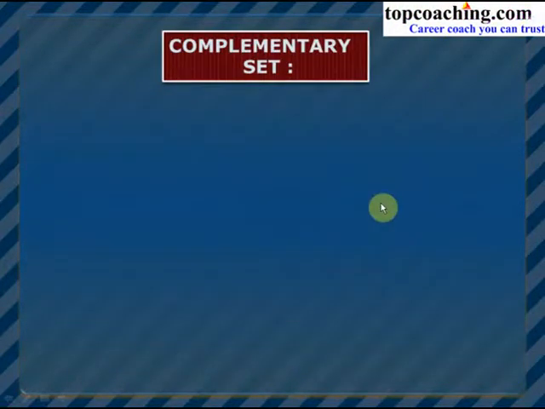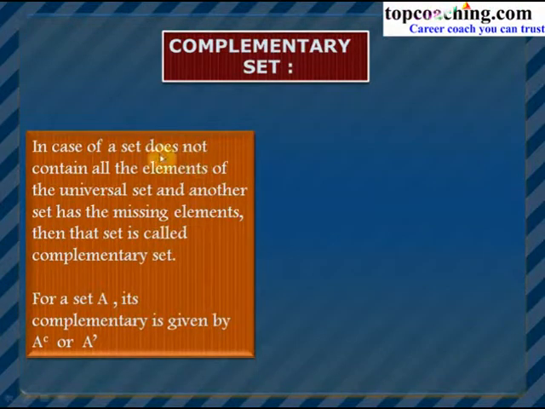The next is complementary set. What is a complementary set? In case a set does not contain all the elements of the universal set and another set has the missing elements, then that set is called a complementary set.